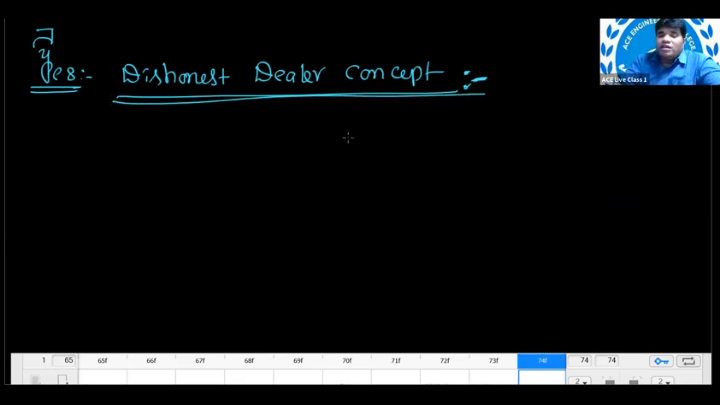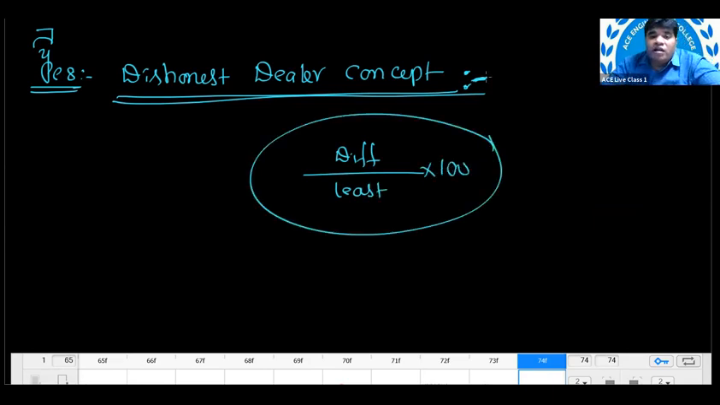In the dishonest dealer concept, the first shortcut: difference always compared with least, into 100 always. Difference by least into 100 always. In this model, if you observe, difference is always compared with the least value into 100.